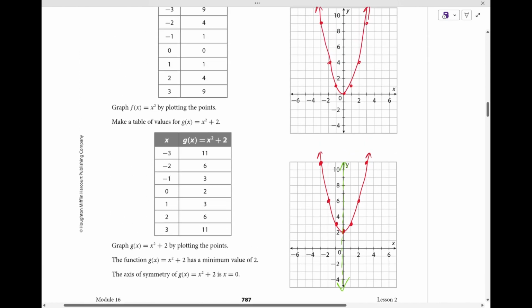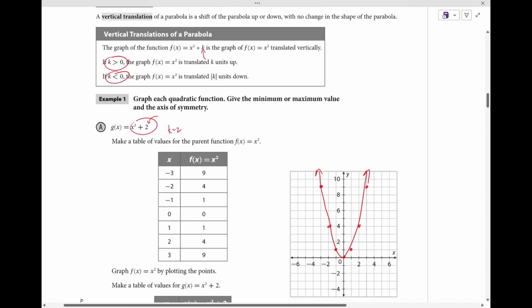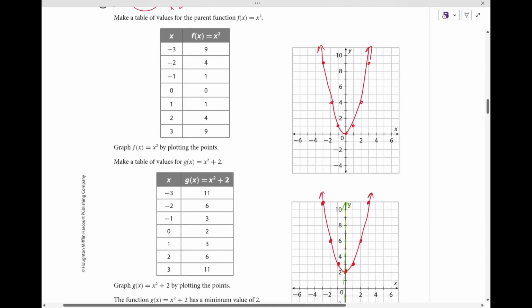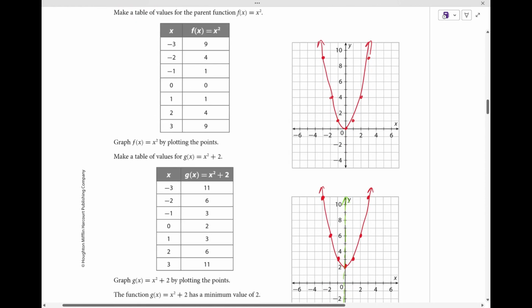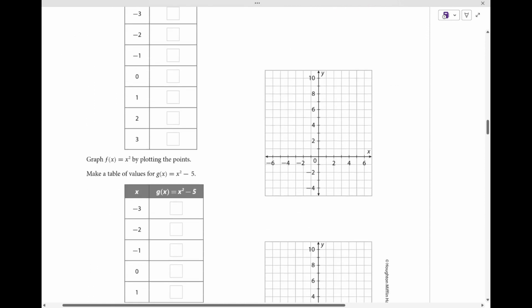Okay, so again, vertical translation, adding k. If k is positive, it's going to go up, just like this. If k is negative, it's going to go down. So do these practice problems.